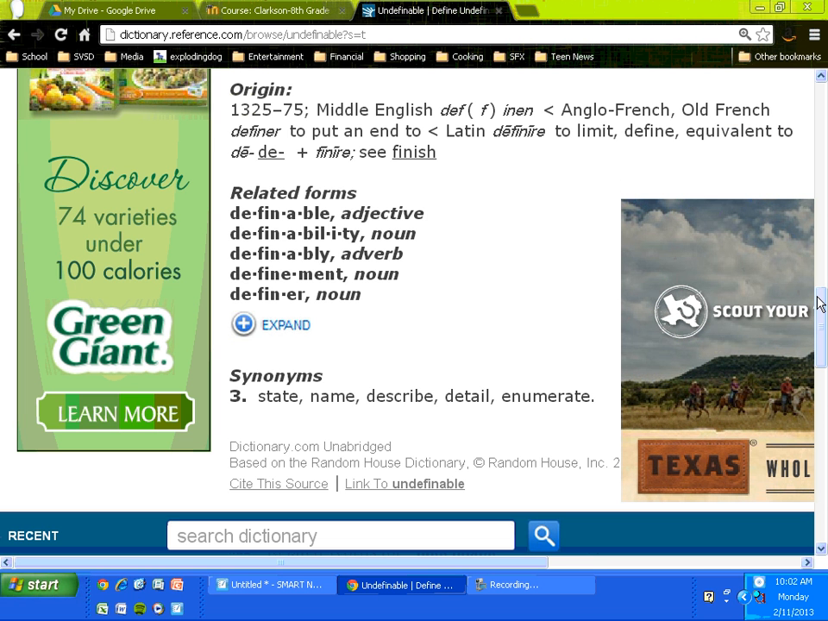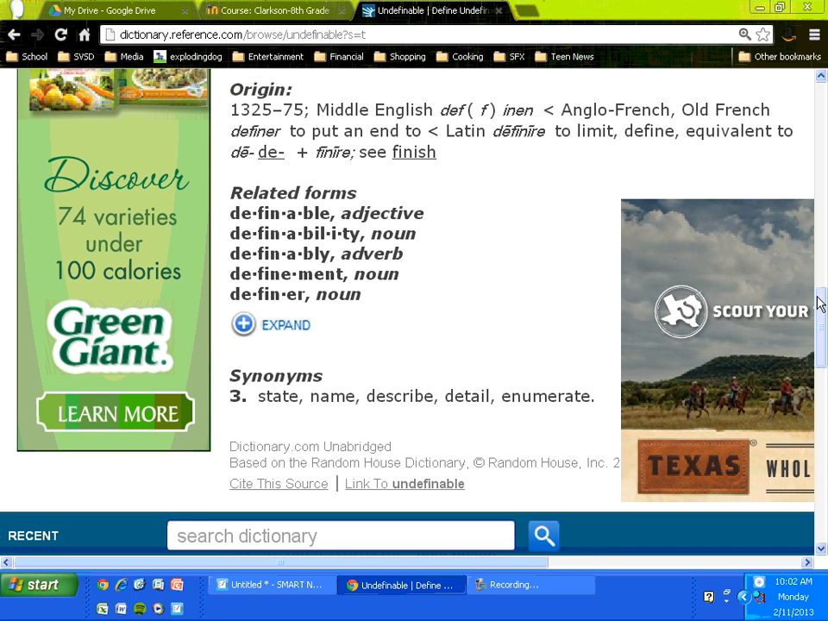This word first appeared in Middle English somewhere between 1325 and 1375 AD. It came from an old French word, définir, which means to put an end to, which came from the Latin definire, to limit, define, and so on, and there's a little bit more.